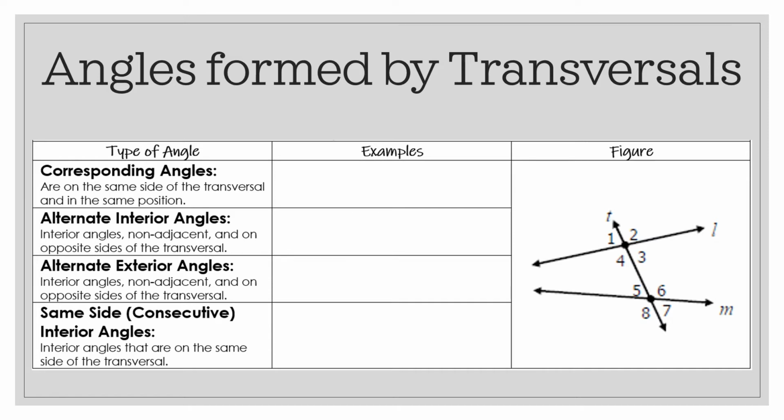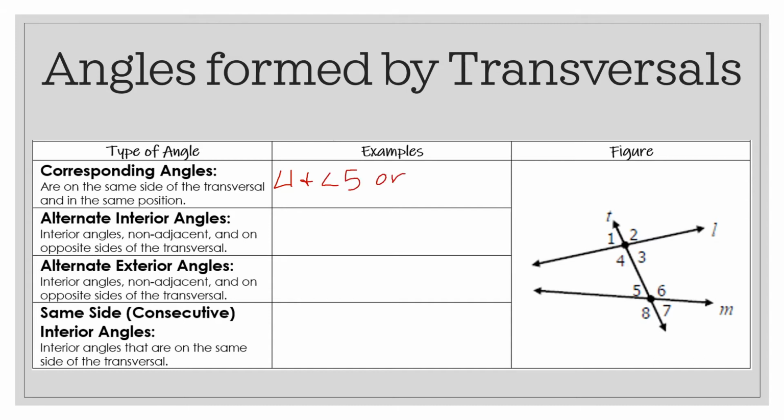So the first one is corresponding angles, and corresponding angles are on the same side of the transversal and in the same position. So for instance, they're in the top left position. So if you look at the angles formed on line L, the top left position is angle 1. And from the angles formed on line M, the top left position is angle 5. So angle 1 and angle 5 are corresponding angles.